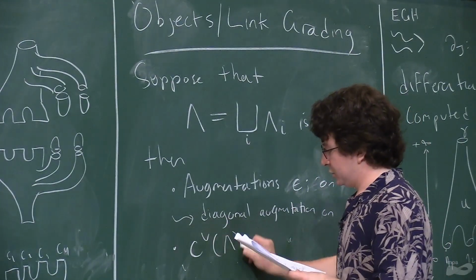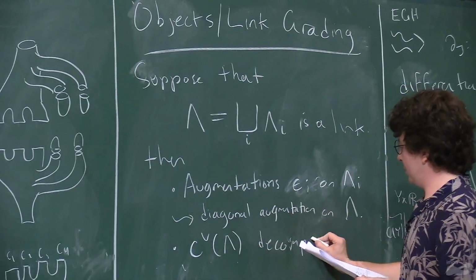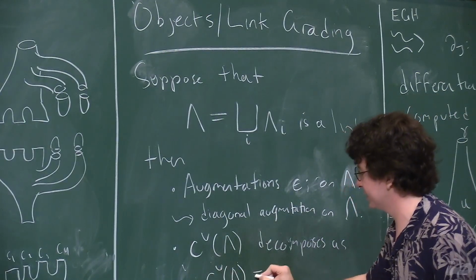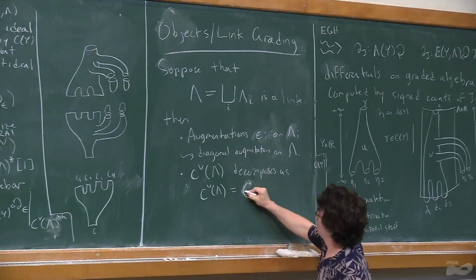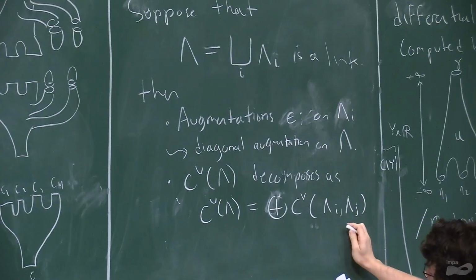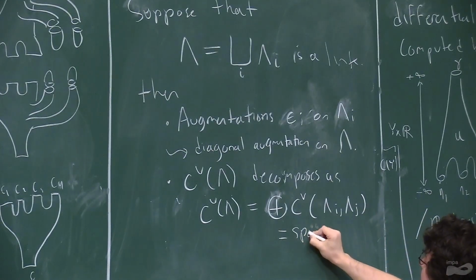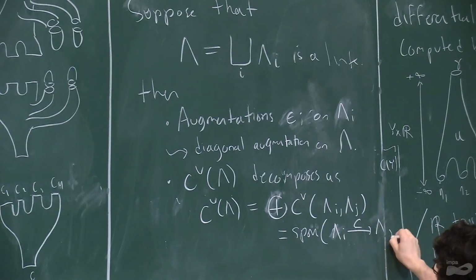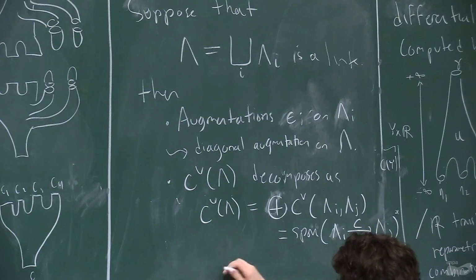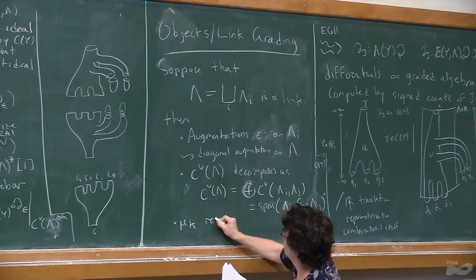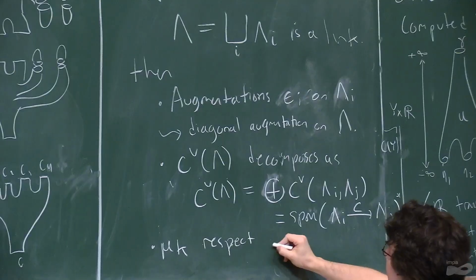So then this dualized guy decomposes into a bunch of pieces which correspond to the different components, which I'll denote like this. So this is the span. So this is equal to the span of the chords from lambda_i to lambda_j, the dual of this shifted, and then the mu_k operations respect this decomposition.